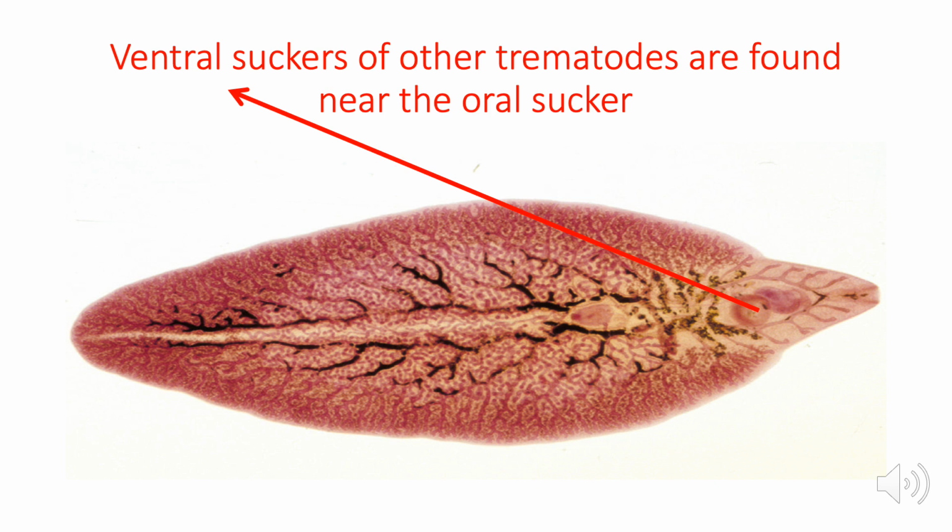This is Fasciola, one of the trematodes. Pointed in the picture is its ventral sucker. Appreciate that the ventral sucker is found near its oral sucker, but in the case of Paragonimus, that ventral sucker is found in its central portion.